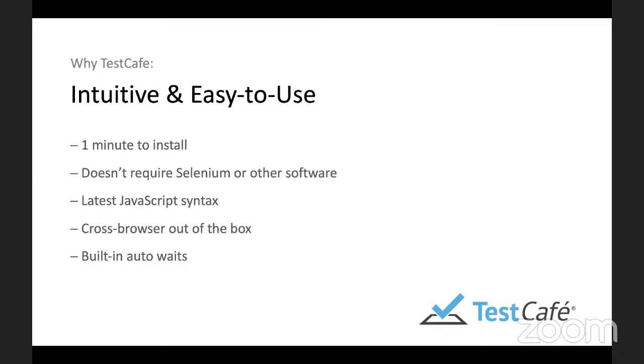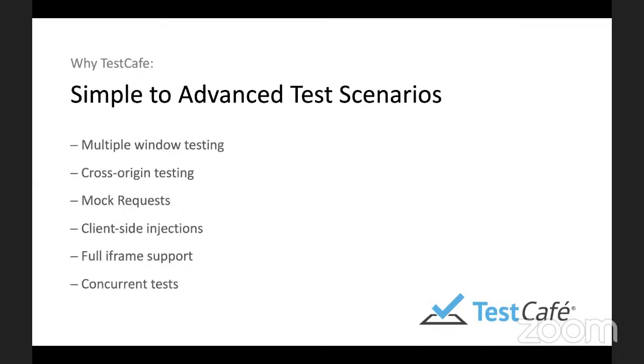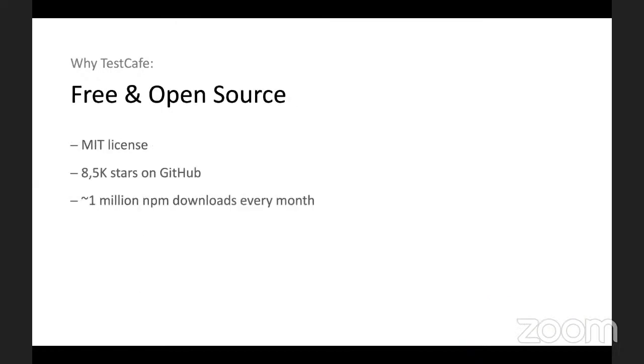It utilizes the latest JavaScript and TypeScript syntax. And out of the box, it works across multiple or all modern browsers, including mobile. And it features some powerful technology for handling things like waits. You can do multiple window testing, cross-origin testing. You can throw mock requests, do client-side injection, full support for iframe, and run concurrent tests. Best of all, it's free and open source. It's licensed under the MIT license, currently has over 8,500 stars on GitHub, and we're running at around 1 million downloads per month via NPM.